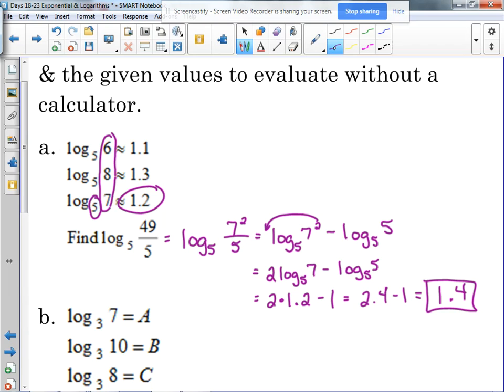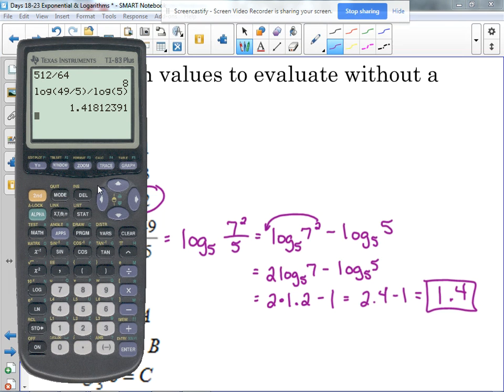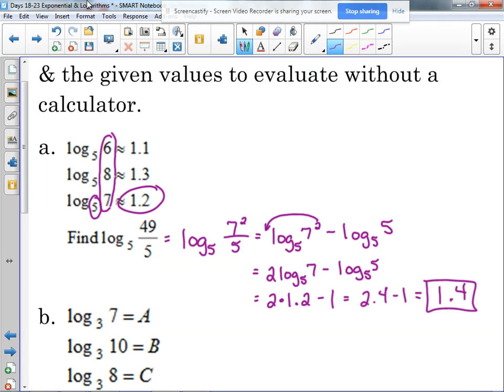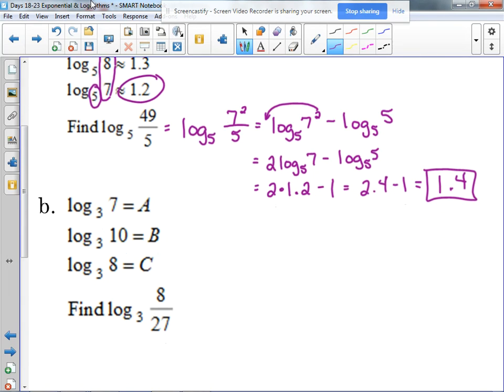Subtract. 2.4 minus 1 is 1.4, not 3.4, and that's why you always check your answer. Because sometimes you do dumb stuff. Even I do dumb stuff sometimes.